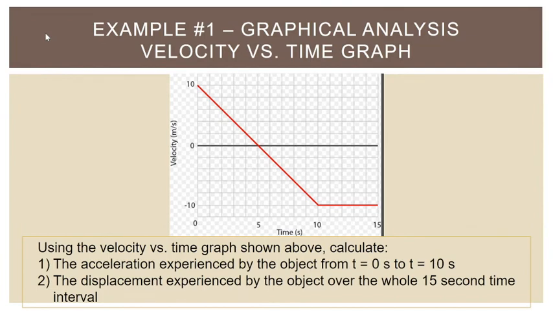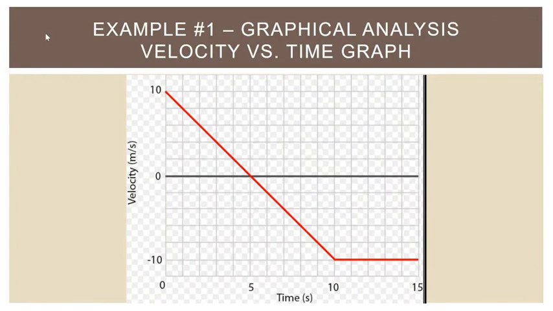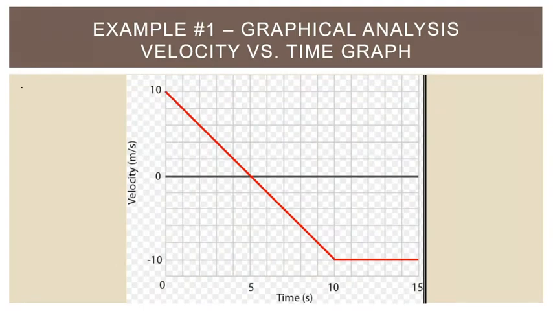So let's take a look at the graph in more detail. They want us to calculate the acceleration experienced by the object over the time interval. And so what I want to do here is show you specifically how I want you to do these calculations. The first thing that we should say here is, since the acceleration is determined by finding the slope, we're going to show this just like a straight up slope calculation.